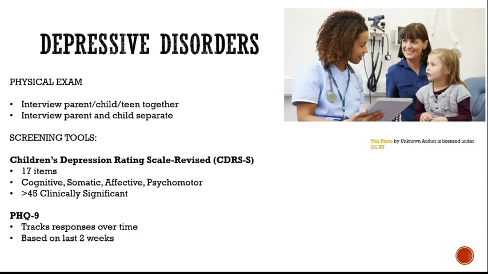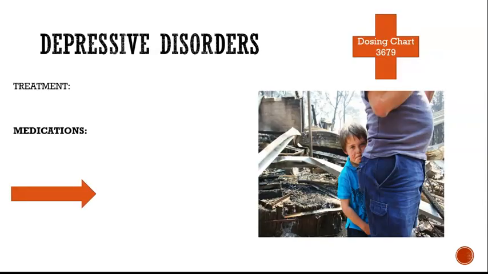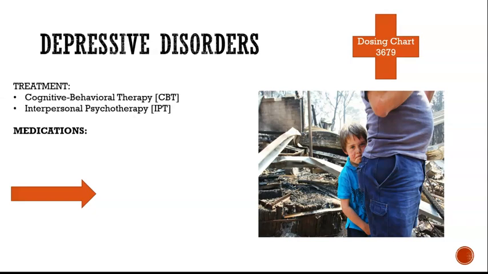Now, how is it treated? How do we treat depression in children? There is a dosing chart on page 3679 that I would like you to be familiar with. I did not copy it here because you all have the book. So, of course, first-line treatment is going to be cognitive behavioral therapy or interpersonal psychotherapy. If you're going to use medications, because of course therapy is not going to work for everybody, you may need to resort to medications, and I like to tell patients that medication and therapy work hand in hand when it's time to start a medication.